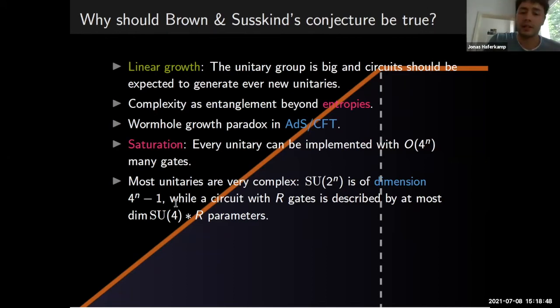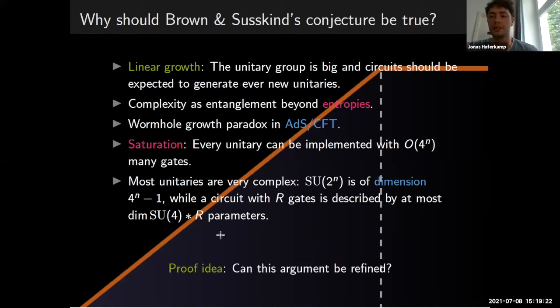And the idea here is really just that if a given circuit, or all circuits in a given architecture, have only 15 times R many parameters, 15 being the dimension of SU(4), or at most that many different parameters, then of course the dimension, or so we believe, of the set of unitaries generated like this should also be at most of that dimension.